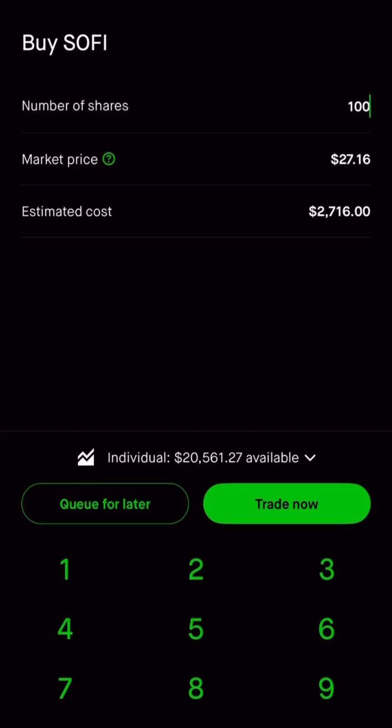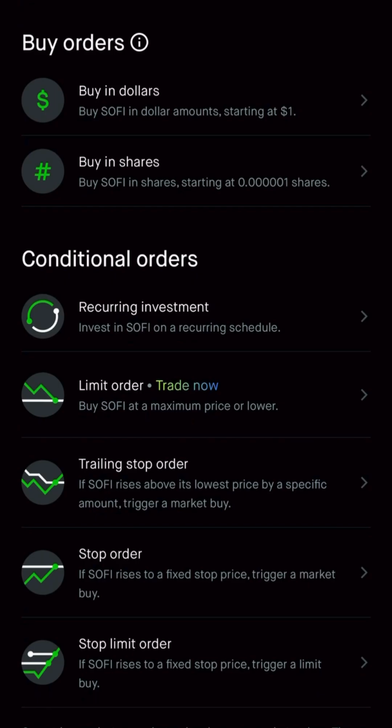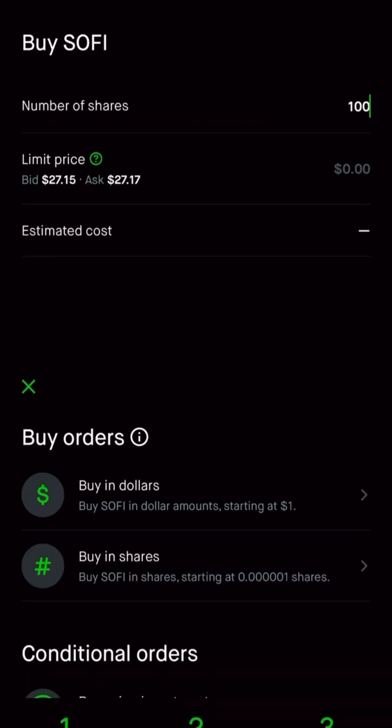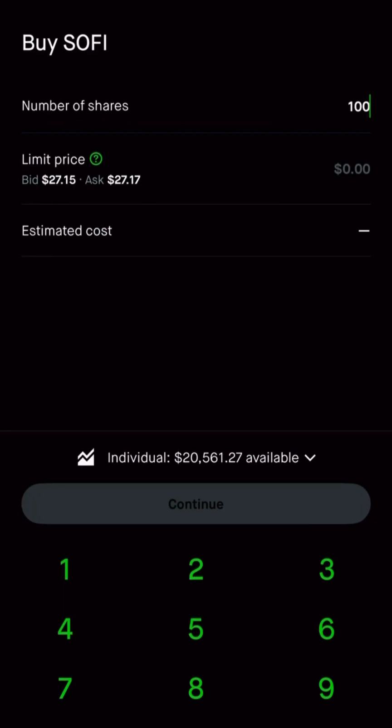Now we're going to go over a limit order and why knowing this is beneficial, because this allows you to control the stock price that you are comfortable purchasing the stock. So for this, in the upper right hand corner where it says shares, you're going to go ahead and click on that. You're going to click Limit Order. We're going to use the same 100 shares, but remember how the stock price was $27.16.